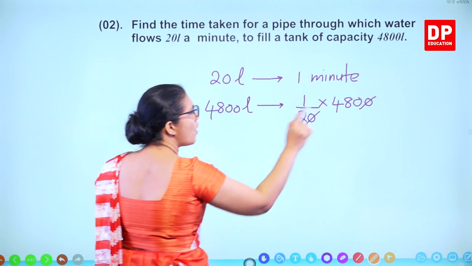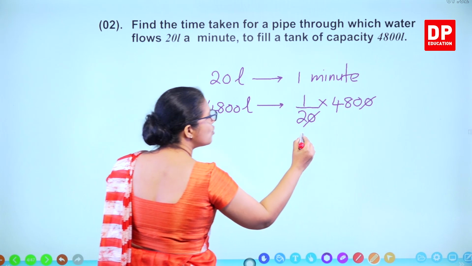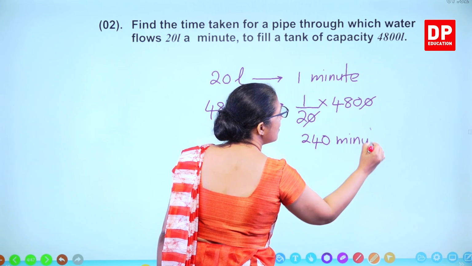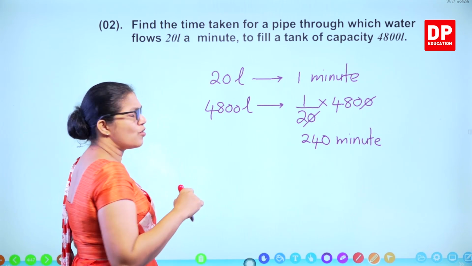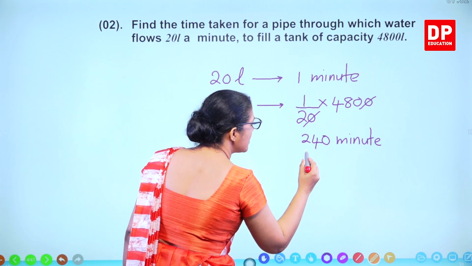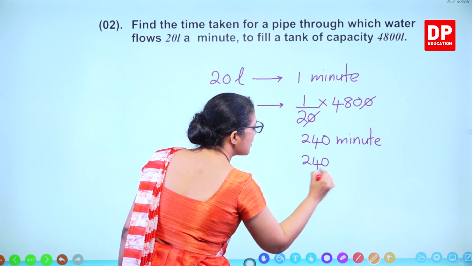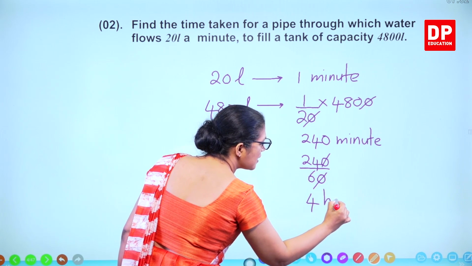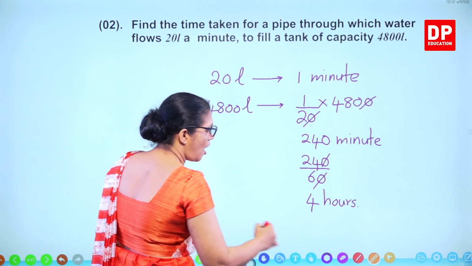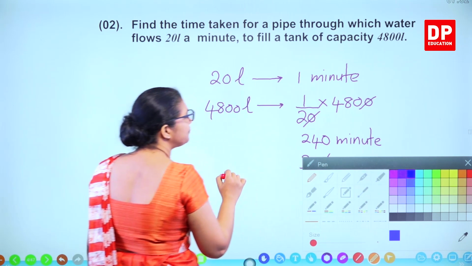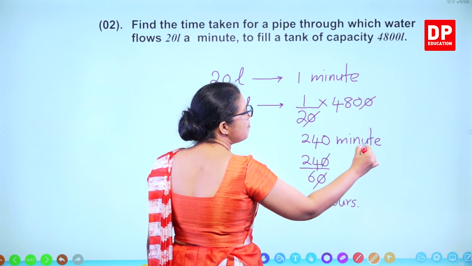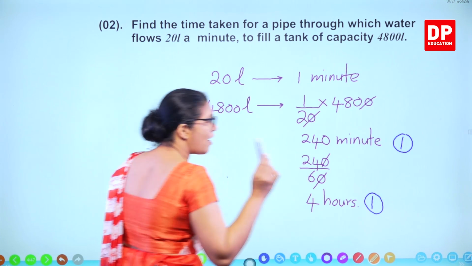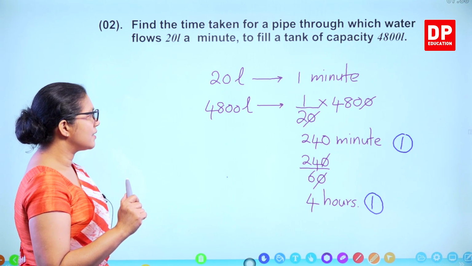0 get cancelled out. 480 divided by 2. You get 240 minutes. We don't keep large values in minutes. So you can convert to hours. So 240 divided by 60, 4 hours you are getting. How you get the marks? So here to get the minute answer, you get 1 mark, and conversion, you are getting another 1 mark.